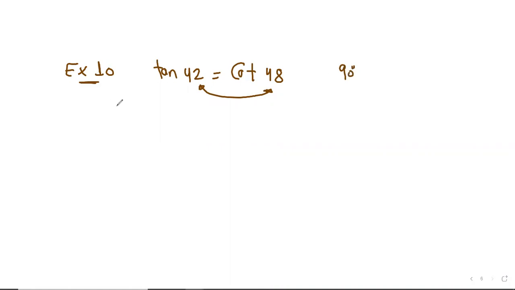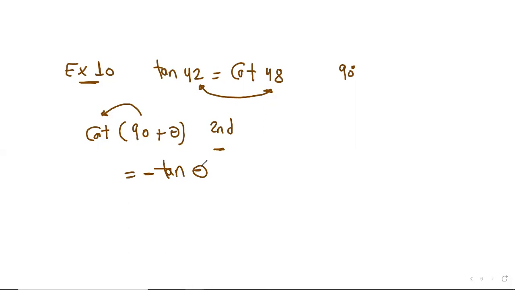Okay. Question 2. Cotan of 90 plus theta. Fatma, 90 plus theta lies in which quadrant? Second. It's in the second quadrant, right? What is the sign of cotan in the second quadrant? It's negative, right? Negative. But this 90 changes it to what? To tan. So it will be negative tan theta. Did you get it, everyone? Yes.